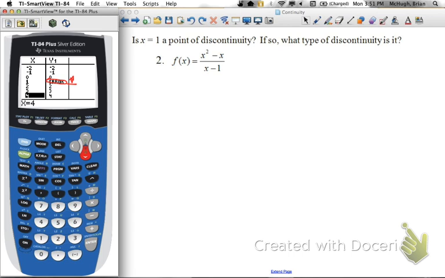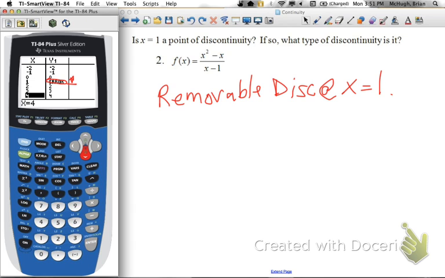So what is this? This is an example of a removable discontinuity at x equals 1. And you can see it on the graph. We didn't really see it in our function right away when we plugged values in, but I'll show you how we can see that algebraically.